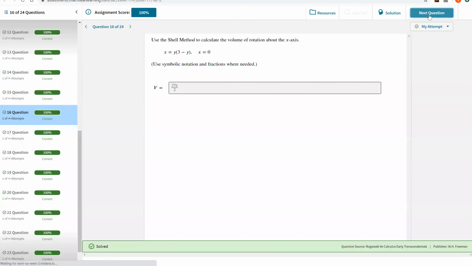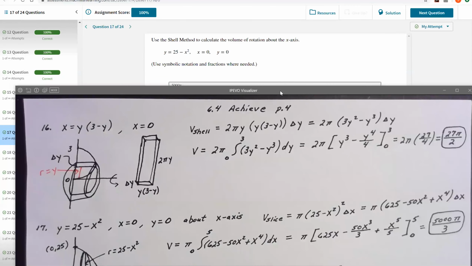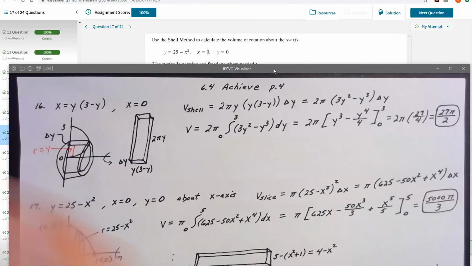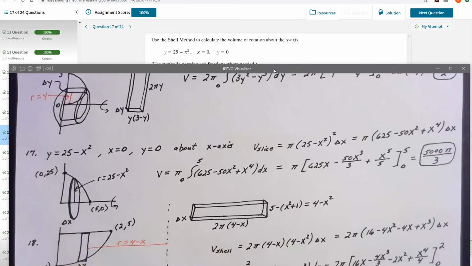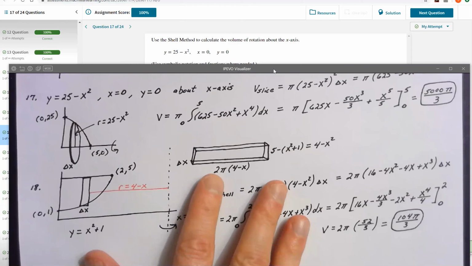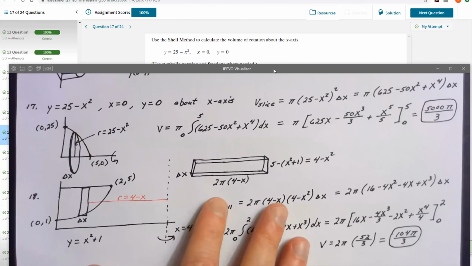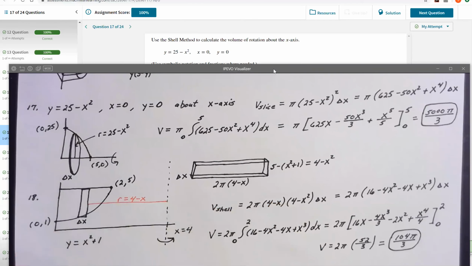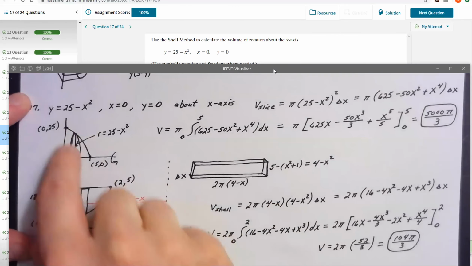All right, so now if I go on to the next one, it's number 17. In number 17, what they give you is the function y is equal to 25 minus x squared. And then it's the area bound beneath that function and to the right of x equals 0 and above y equals 0. So my region is this right here.